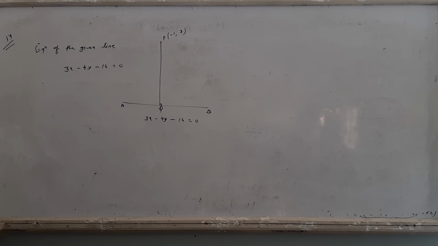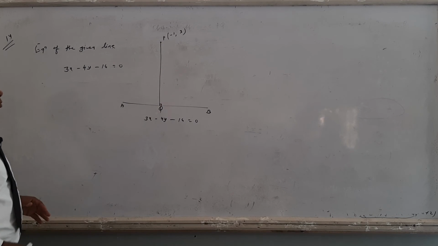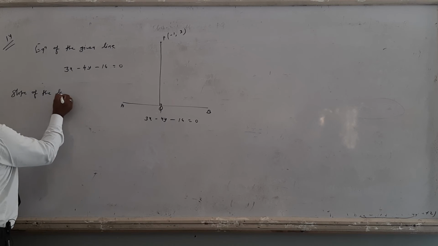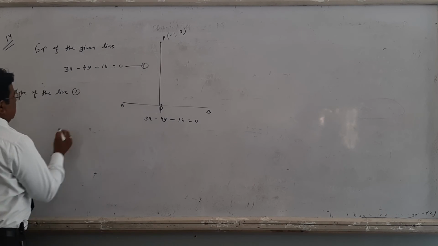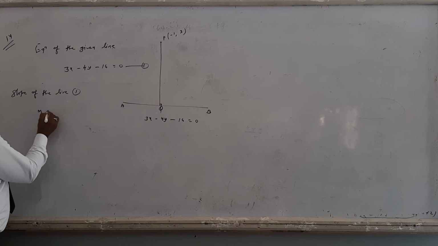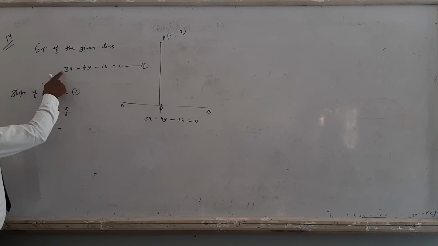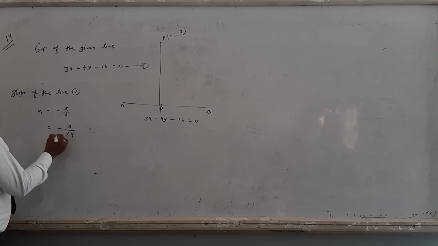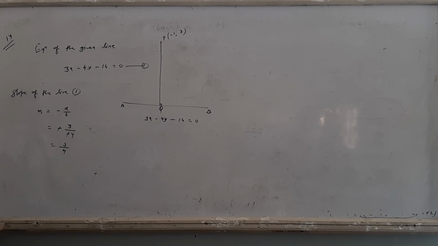To find the equation of line PQ we need two things, a point and a slope. The point is given, only the slope needs to be found. First, find the slope of line AB. What is the slope of the first line? The formula is m equals minus a upon b, where a is the coefficient of x, which is 3, and b is the coefficient of y, which is minus 4. Minus and minus cancel, so 3 by 4 is the slope of the given line.